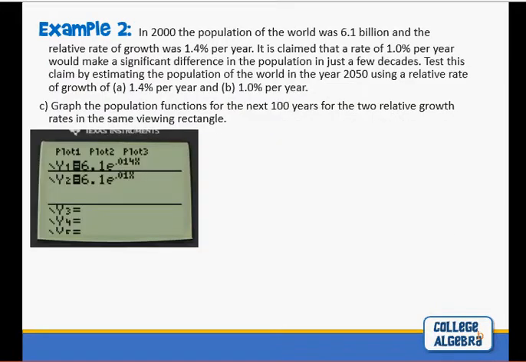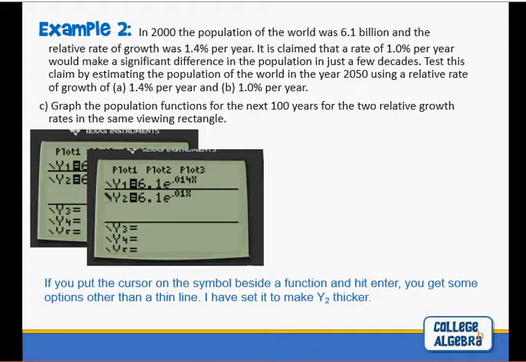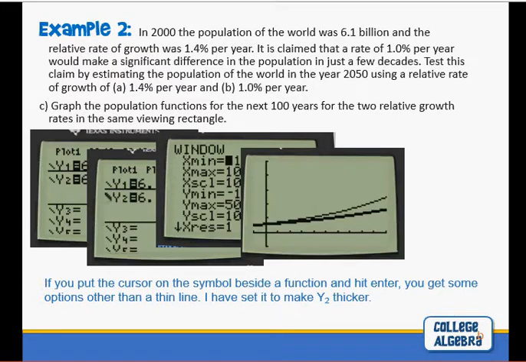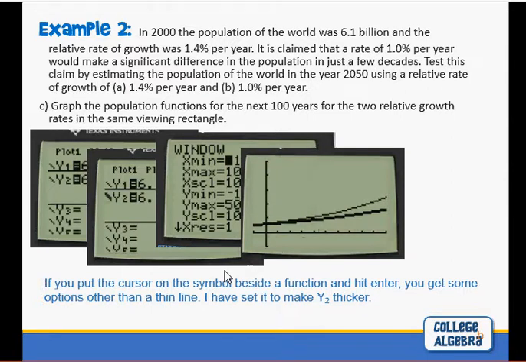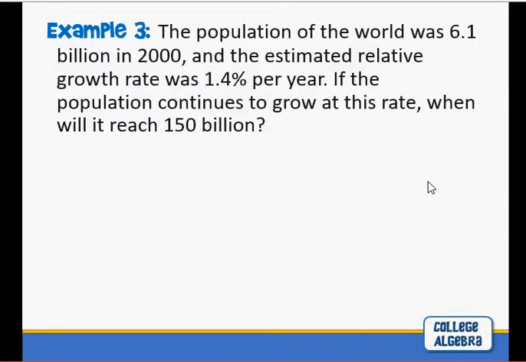And then for the graph, again, you could play around with the window a little bit, but we're going to graph both. You can see the window that I wound up deciding to use by experimenting a little bit and looking at the numbers. But there's the graphs, and the point is, over time, they separate by more and more. The 1.4% just grows so much faster than the 1% that over time it does make a really big difference.